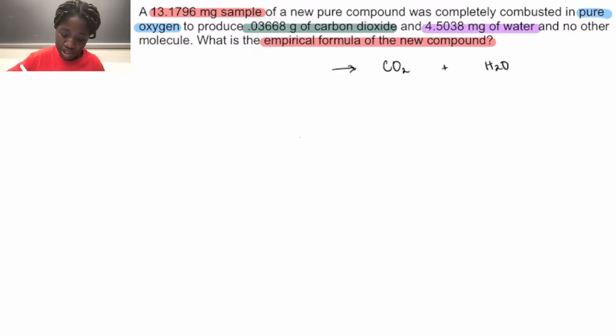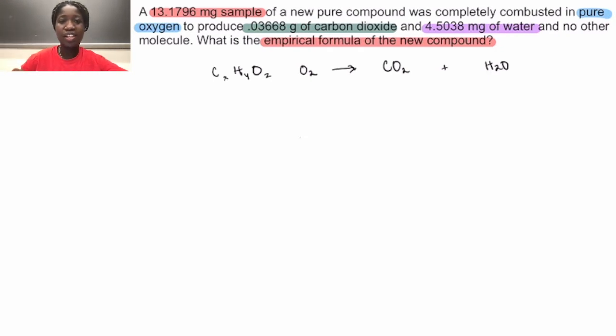We know that it's combusted in pure oxygen, so I'll write that here. And you may think that we don't know the atoms in our starting sample, but if we look, we know that we produce a C, an O, and an H. So we know our starting compound also needs to include these things. So I will write it down, C, H, and O. And we don't know the subscripts right now. We're trying to solve for the empirical formula. So I'll write that down as X, Y, and Z.